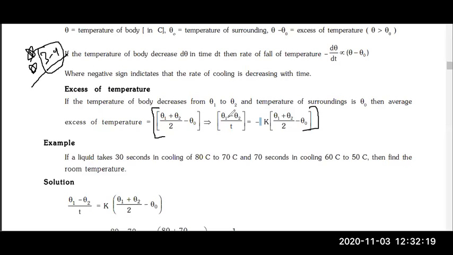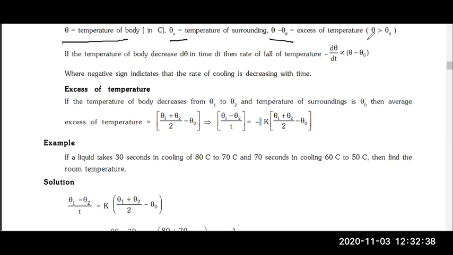Now think about it. Suppose I'm having an object of temperature theta. This is the temperature of the body, and the surrounding temperature is theta naught. So what is the difference in temperature? It is obviously theta minus theta naught. Yes or no? Theta minus theta naught.